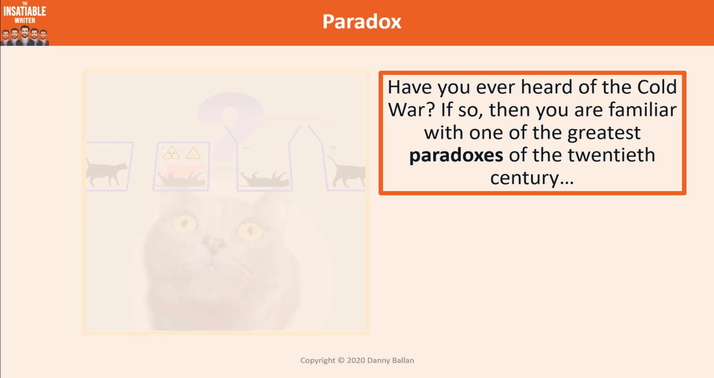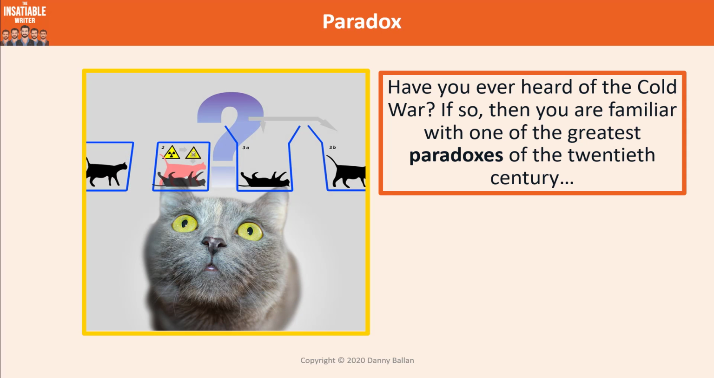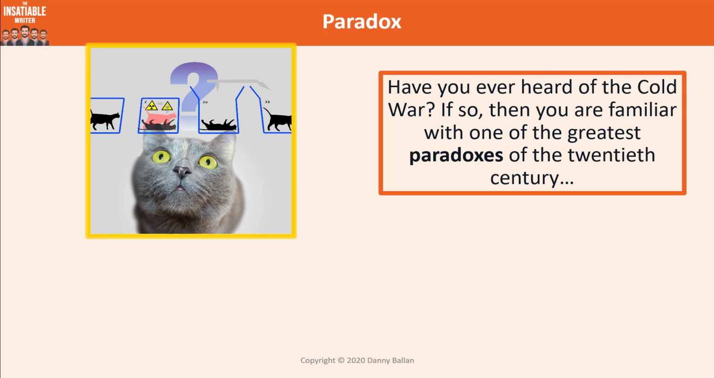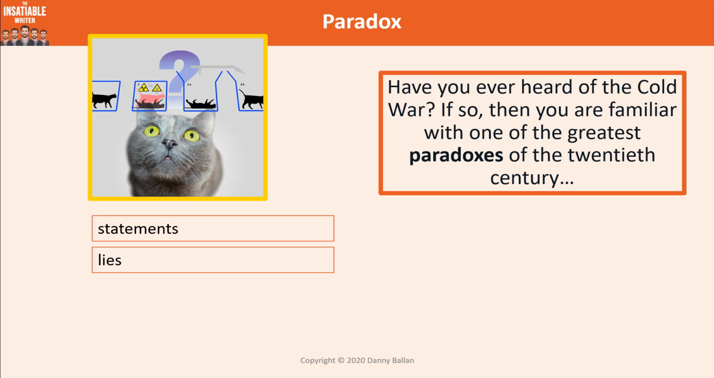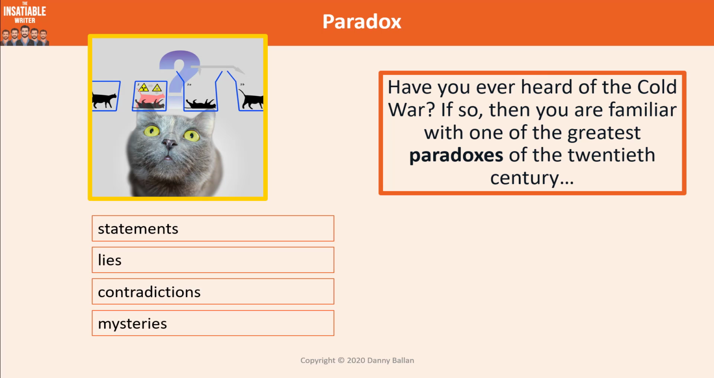Paradox is spelled P-A-R-A-D-O-X, paradox. And in the story, we said, have you ever heard of the Cold War? If so, then you are familiar with one of the greatest paradoxes of the 20th century. Now, what is the meaning of paradox? If you think about it in this context, do you think paradox is similar to statements, to lies, to contradictions, or to mysteries? Which word or words out of these 4 words are similar in meaning to paradox?